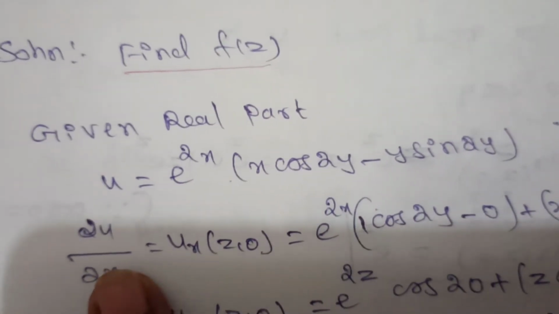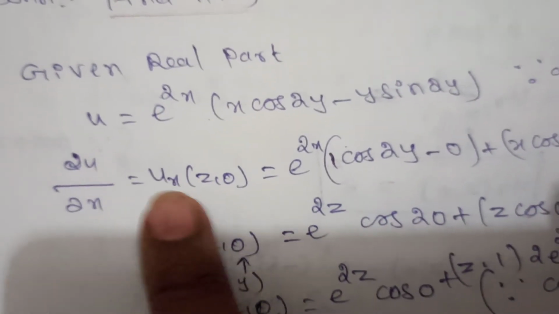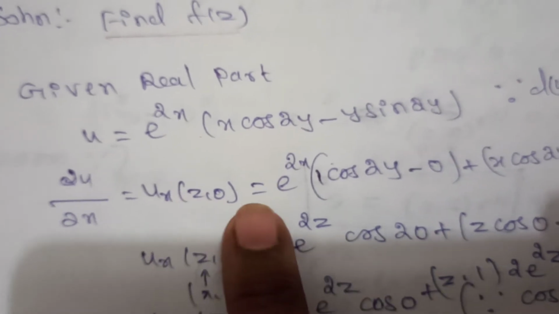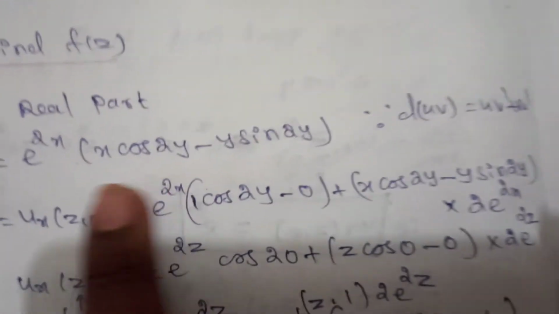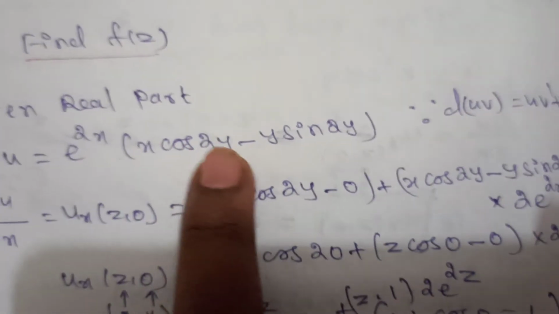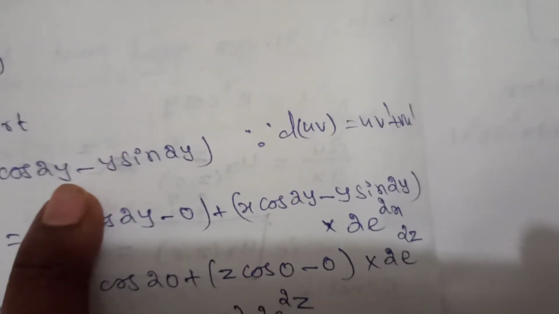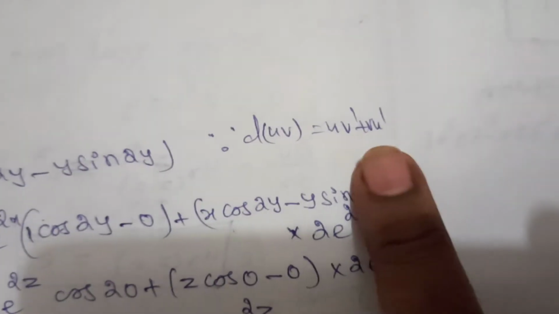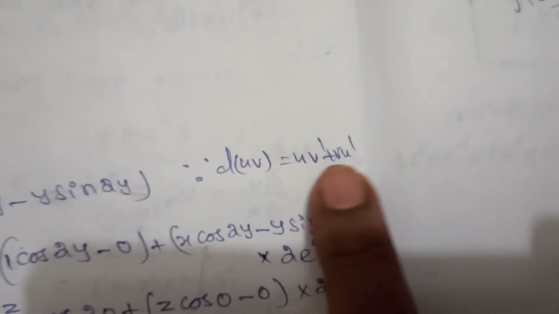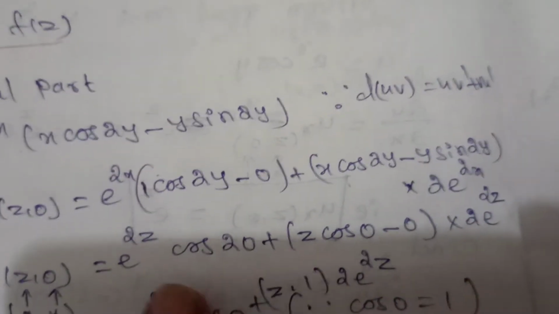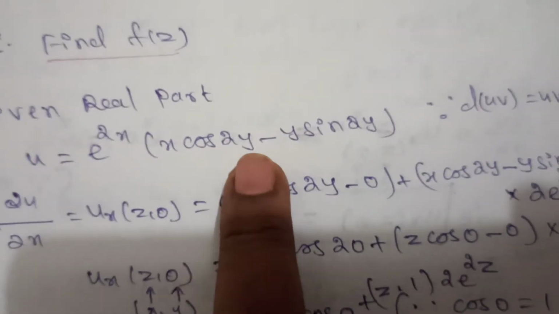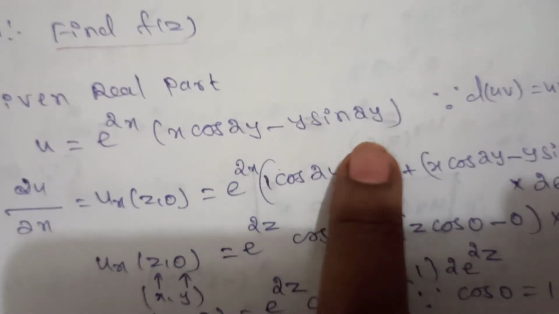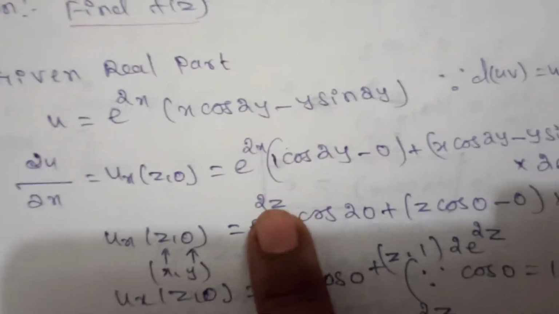So we can use the uv formula. First, find the dou u by dou x, that is u x of (z, 0). Differentiate this value using the uv formula. First take this as u, and this as v. You know the differentiation of the uv formula. What is the differentiation of uv? u v dash plus v u dash. Okay, so apply this formula. Now consider e power of 2x as u, and x cos 2y minus y sin 2y as v. So apply the uv formula.